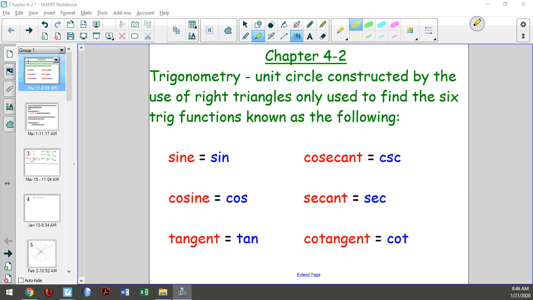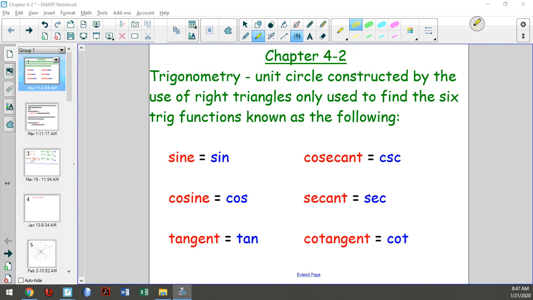Chapter 4-2 is what we're learning, the unit circle. You don't have these notes with you, but that's okay. These are all things that you should have learned in geometry. So trigonometry is what we're starting, and it all deals with the unit circle. If you have the word sine, that is understood to be sin. It's not sin, you call it sine.